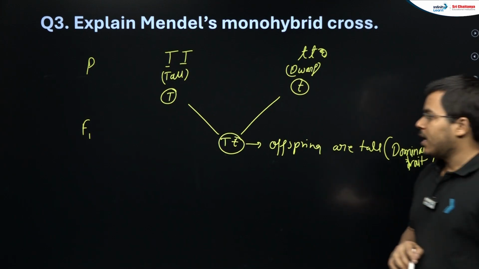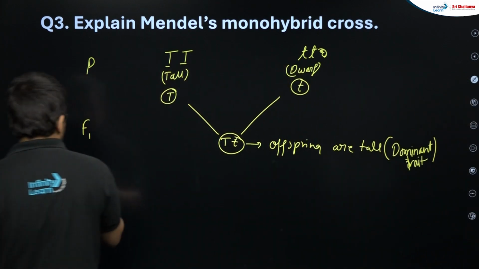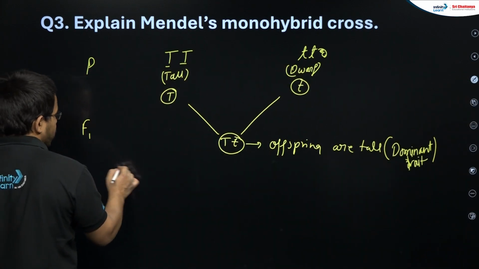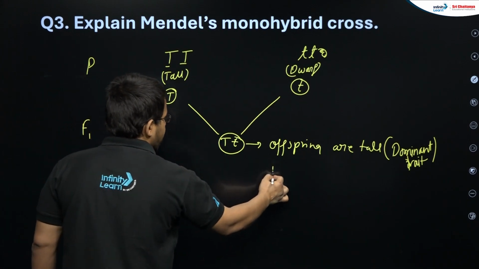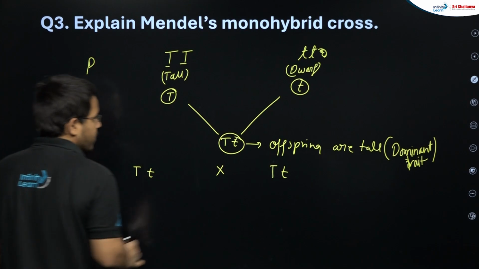Now students, if we talk about the F2 generation, for the F2 generation you have to cross two F1 plants, that is, capital T small t you will take on one side, capital T small t on the other side also, then cross.